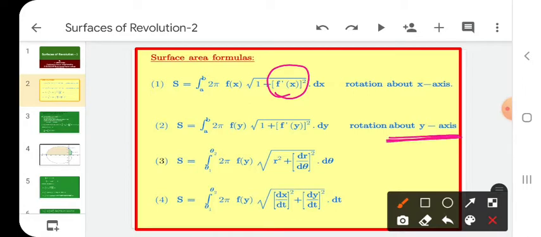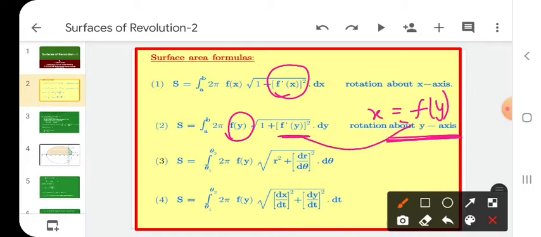Similarly, if the curve revolves about the y-axis, what is the equation we have? x equals f of y. Here we write that same equation, and here we write the derivative of that given curve.